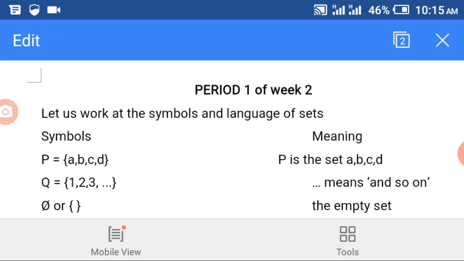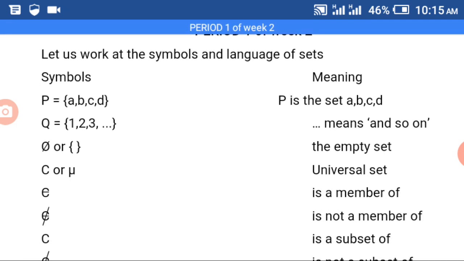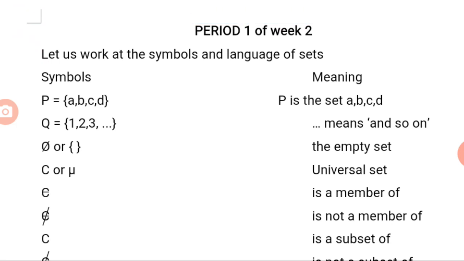Now, let us look at set P. Set P with elements A, B, C. The meaning is P is the set of A, B, C, D. Set Q also: Q is the set of 1, 2, 3, and so on.